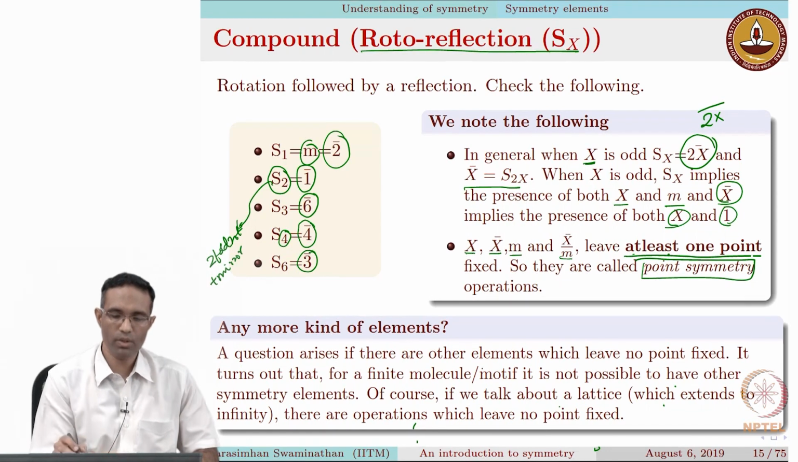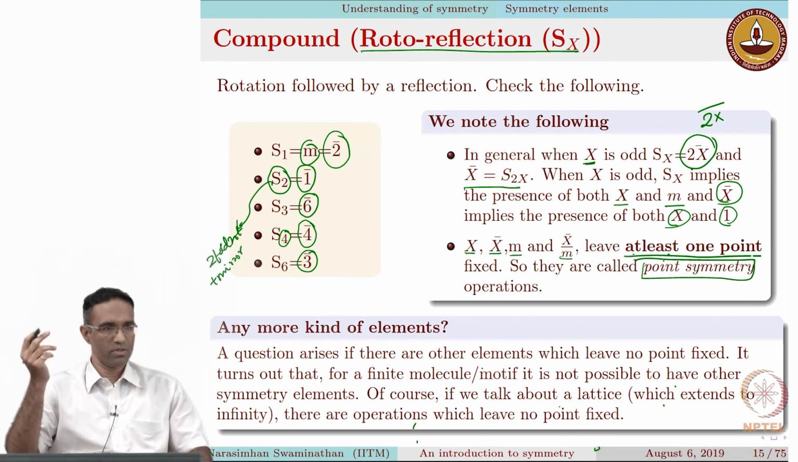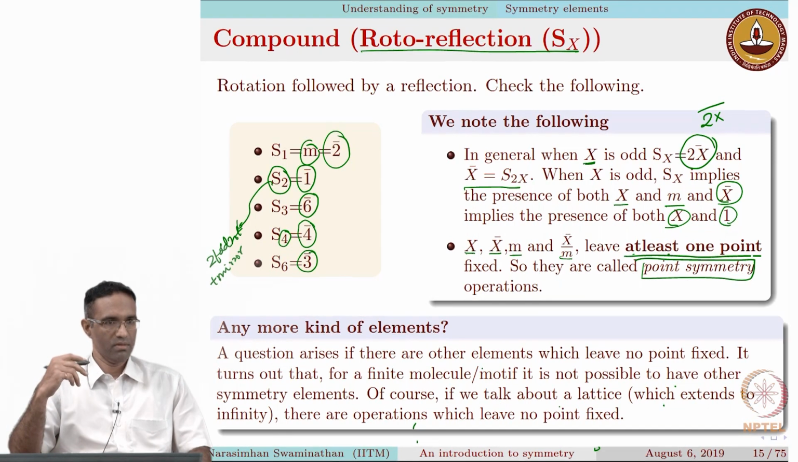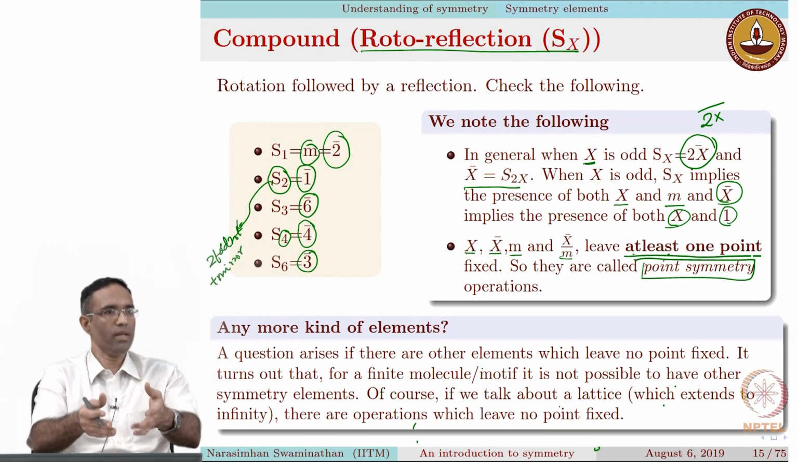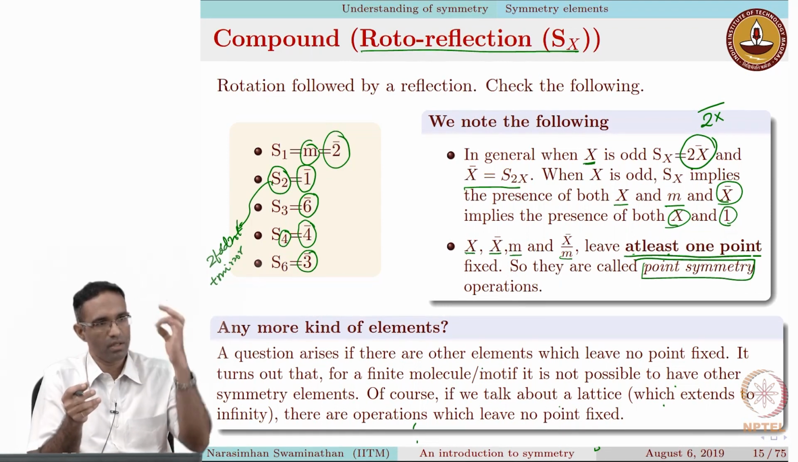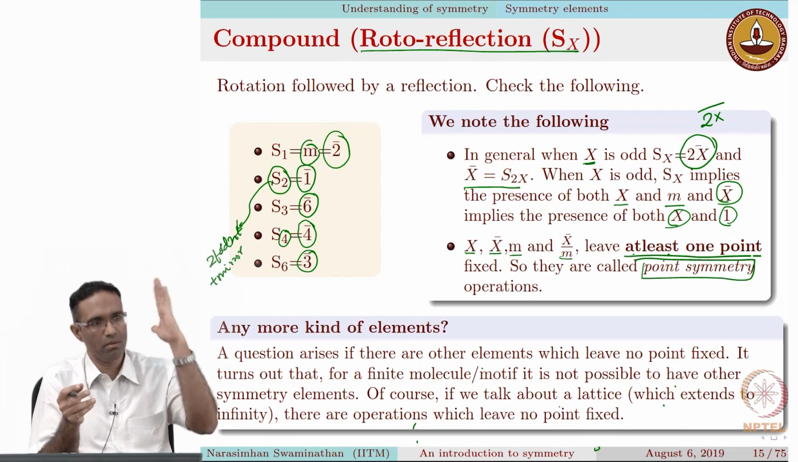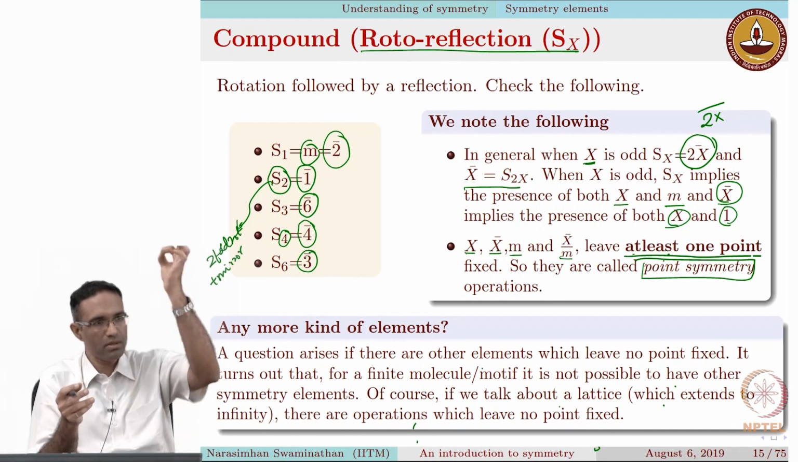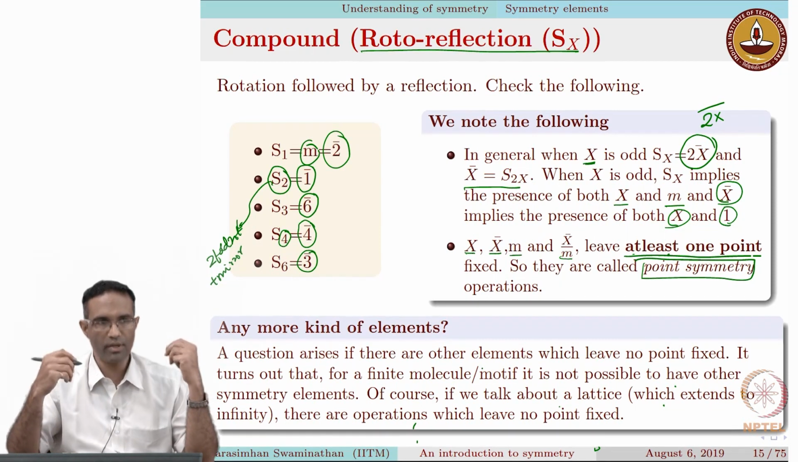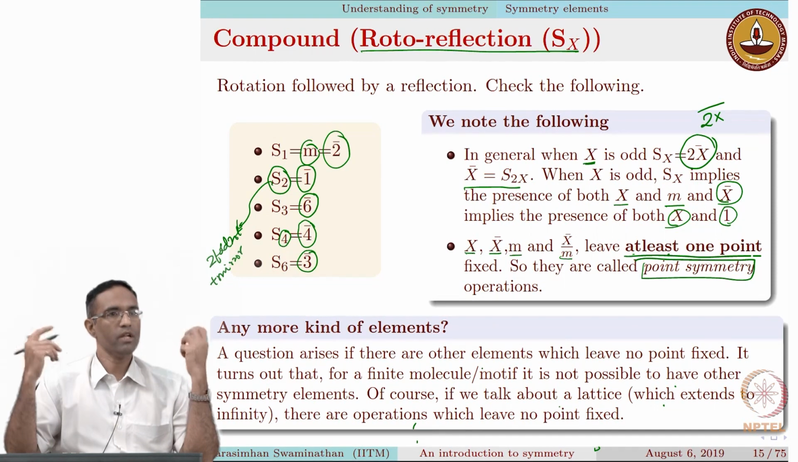So we would like to ask the question whether there are other elements that leave no point fixed. Like the elements that we just studied now leave at least one point fixed. The inversion center, there is only one point which is fixed. In the mirror plane, you have all the points in the mirror fixed. Rotation axis means all the points on the rotation axis are fixed. But are there operations that we can think of which leave no point fixed?